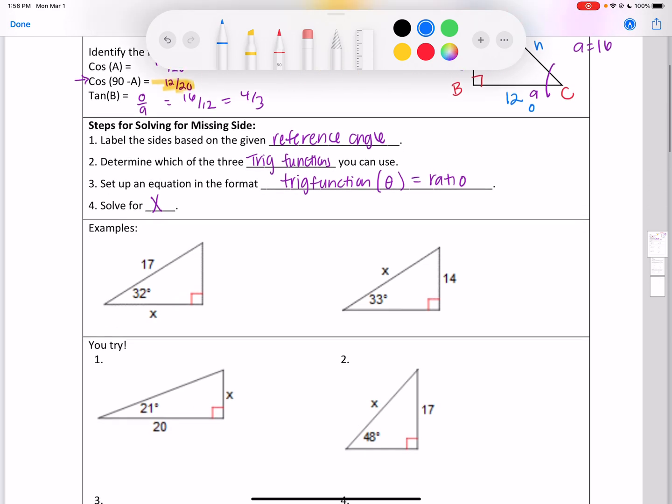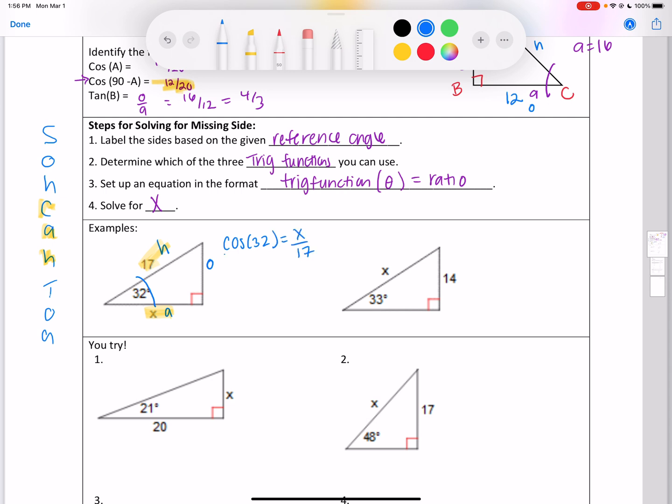So for example, if 32 is my reference angle, I'm going to go ahead and just label all my opposite, adjacent, and hypotenuses. So opposite, adjacent, hypotenuse. So in this case, I've got an angle, I've got something by the adjacent side, and I've got something by the hypotenuse. So in terms of my trig functions, I have an A and an H, which is cosine. So I'm going to write it like this: cosine of 32 equals x over 17.